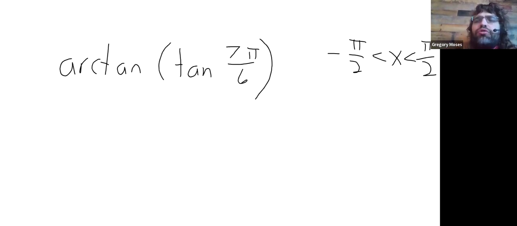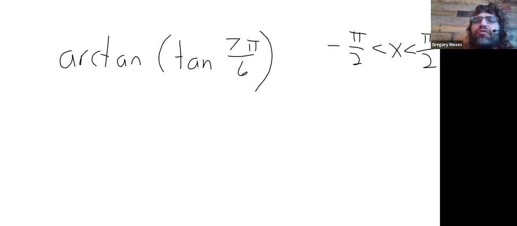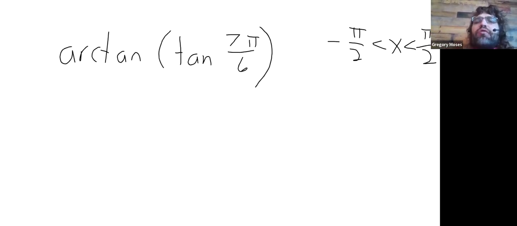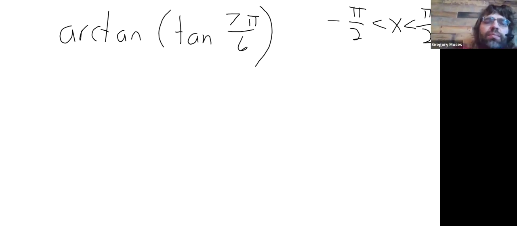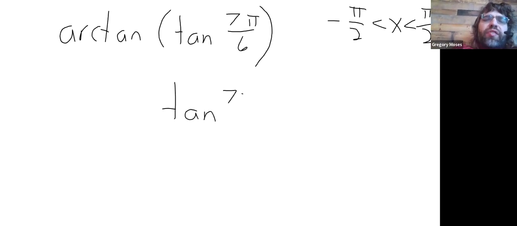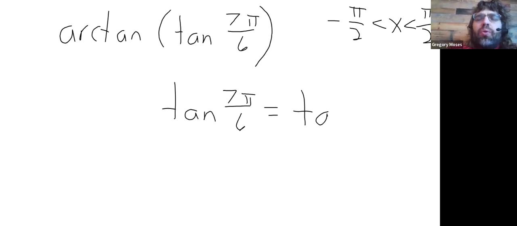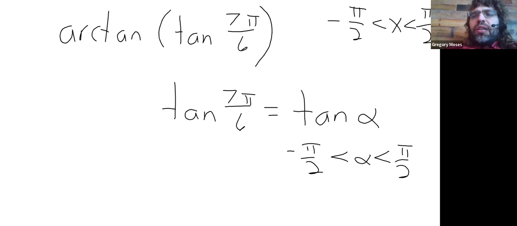So we'll use the same trick that we used in the last frame. We'll try to find a reference angle such that the tangent of 7 pi over 6 is equal to the tangent of the reference angle, and the reference angle is where we need it to be. That's our goal. It's the same thing we did in the previous example.